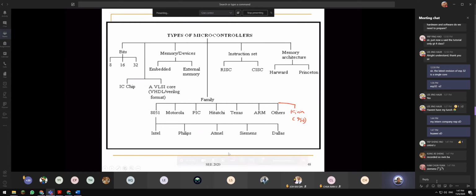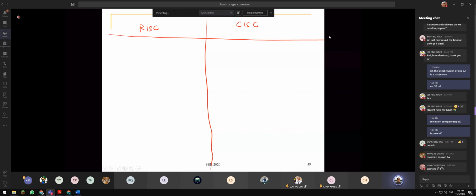So let's look at the instruction set. This is more important. Let's look at the RISC and CISC architecture. This is more important because in those days when I conducted interviews in Intel, I always asked this question. I don't know why a lot of students still can't grasp what CISC and RISC are. R means reduced instruction. C means complex instruction.